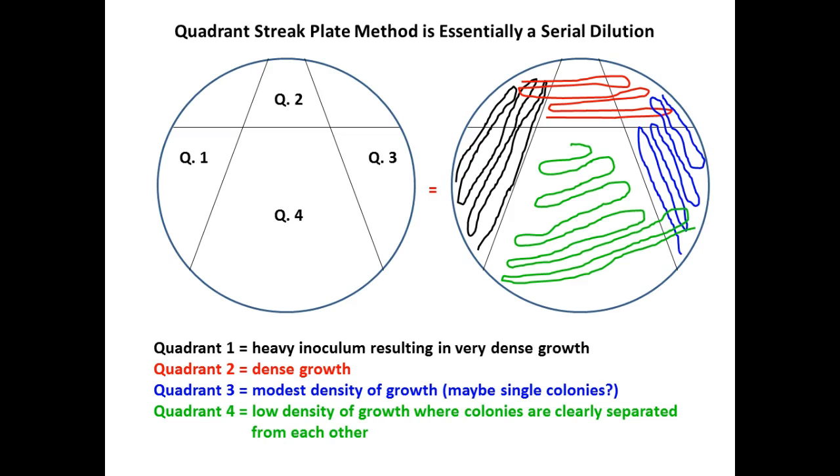Klebsiella was just being difficult. Even though she probably had a pretty heavy inoculum, a lot of the organisms probably weren't happy, and therefore a lot of them didn't grow. So she got isolation in like quadrant 1 on some of those plates that I gave you.